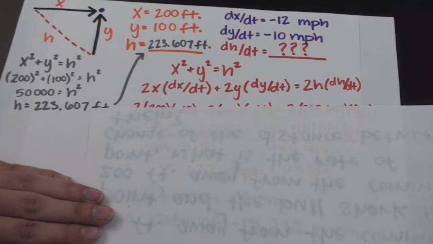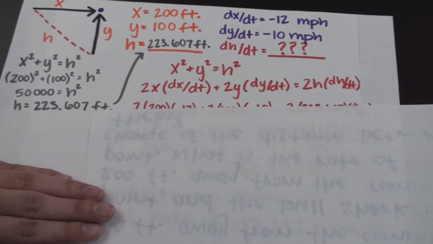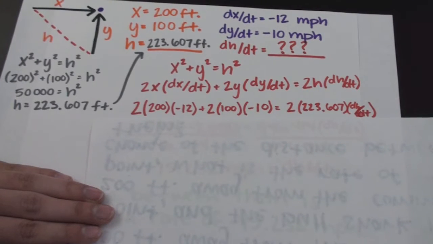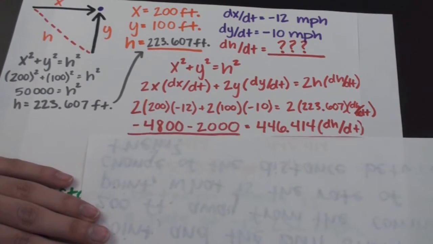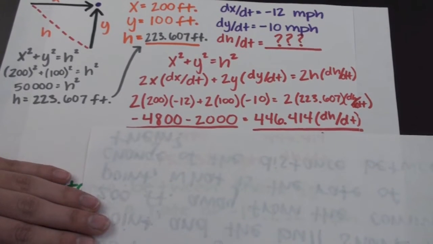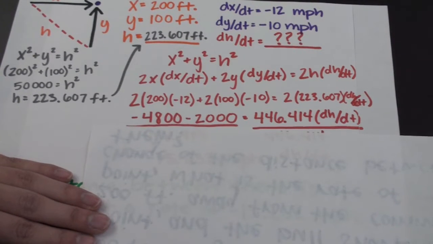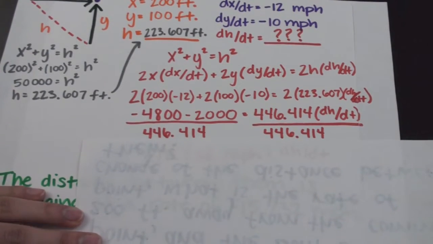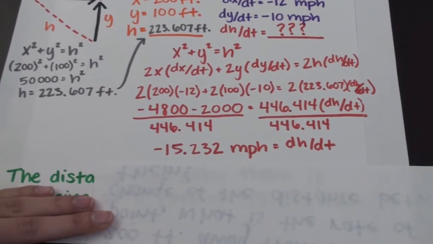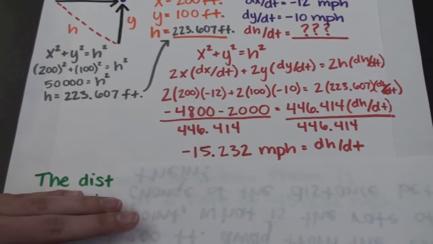After this, we plug in our distances and rates of change. X is 200, dx over dt is negative 12, y is 100, dy over dt is negative 10, and h is 223.607. We can now solve for dh over dt. Negative 4,800 minus 2,000 equals 446.414 dh over dt. Divide both sides by 446.414, and we find dh over dt to be negative 15.232 miles per hour.